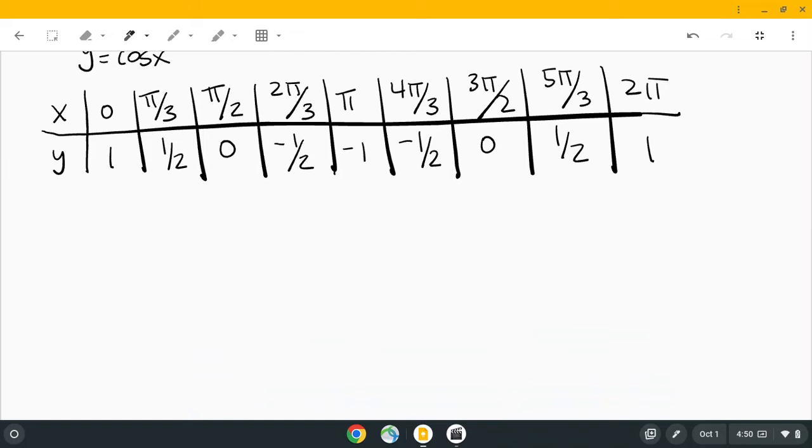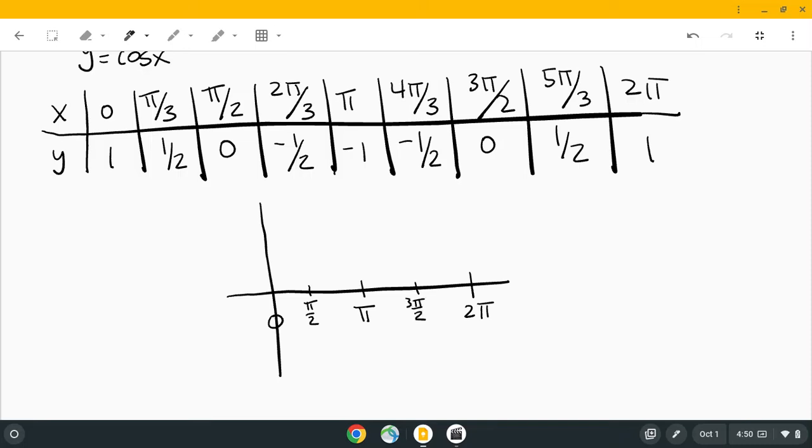All right, so let's go ahead and take a look at the graph of cosine. From 0 to 2 pi. And then here halfway between is pi. And then halfway between 0 and pi is pi/2. And halfway between pi and 2 pi is 3 pi/2. Okay. And then we see that our largest value is 1. Smallest value is -1.